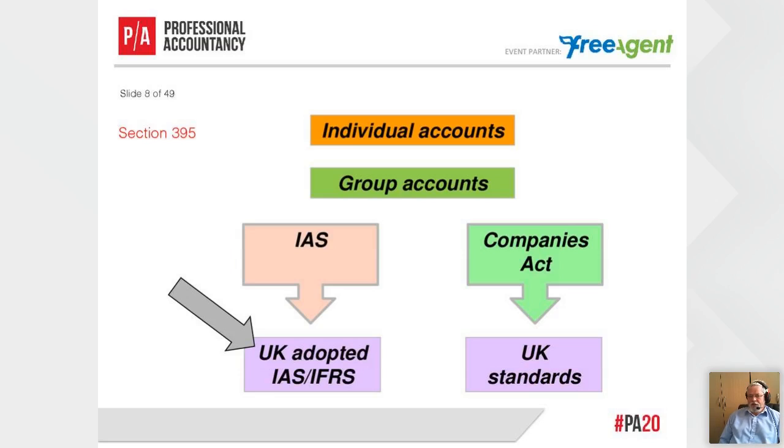So as far as this is concerned, as you can see from this slide, all that will simply happen, as from accounting periods commencing on or after the 31st of December 2020, is that the reference to EU adopted IAS will become UK adopted. Now, on that particular date, so on the 1st of January 2021, what will be the difference between UK and EU adopted? I would suggest the answer will be none.